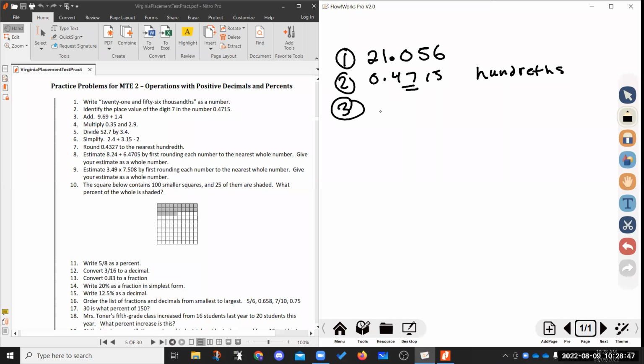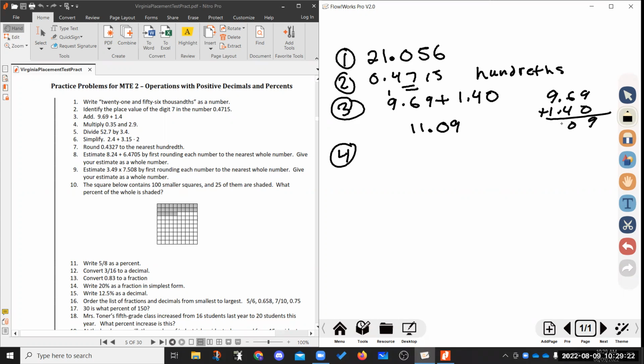Our third problem asks us to add 9.69 and 1.4. There's an imaginary 0 right here, so we can make the place values match. 0 plus 9 is 9. 4 plus 6 is 10. Keep the decimal place lined up. 1 plus 9 is 10. Plus another 1 is 11. There we go. You can stack them vertically if you want to, if it makes it easier for you. You get the same answer.